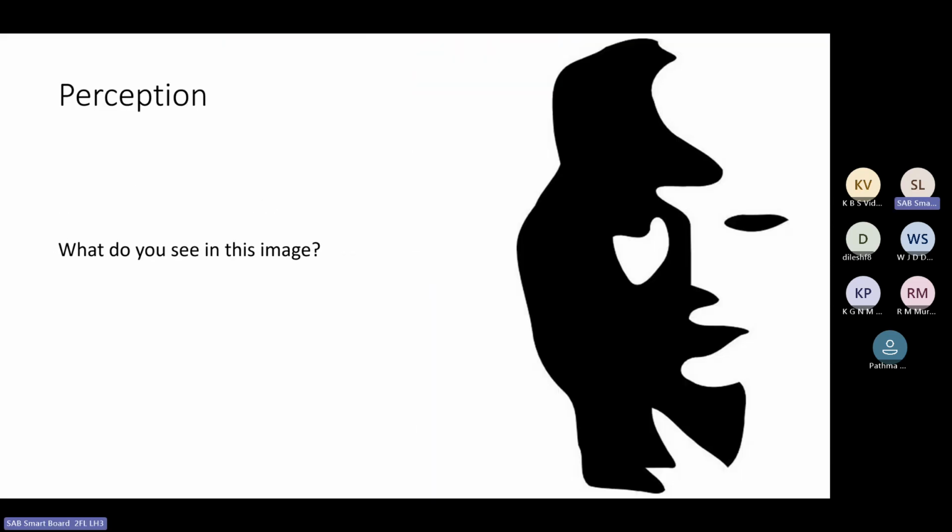Then the next one is perception. Before going to this explanation, can you please tell me what you can see from this image? What can you see? Yes, face. Okay, face. What else can you see?